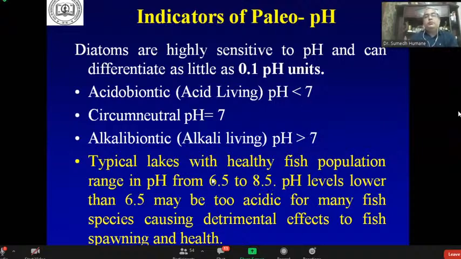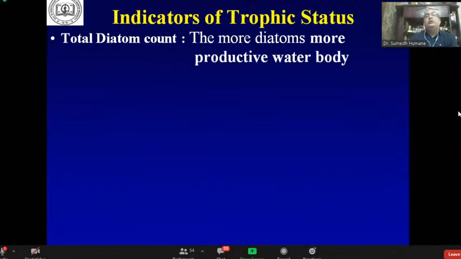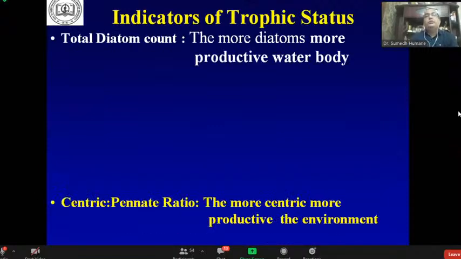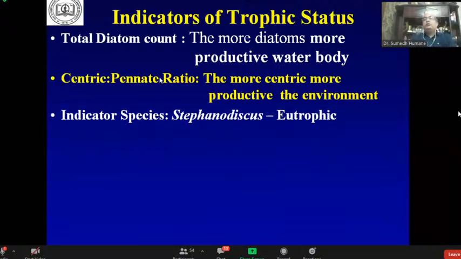The pH favorable for a healthy fish population is observed to be 6.5 to 8.5, so that can be determined using diatoms also. Diatoms are also very good indicators of trophic status. You can count the total number of diatoms. The more the diversity of diatoms, the more productive the water body. Likewise, this is a very important parameter to identify the productivity of a water body.